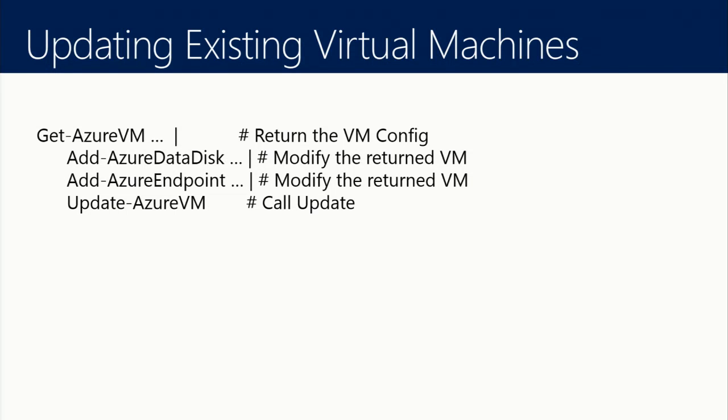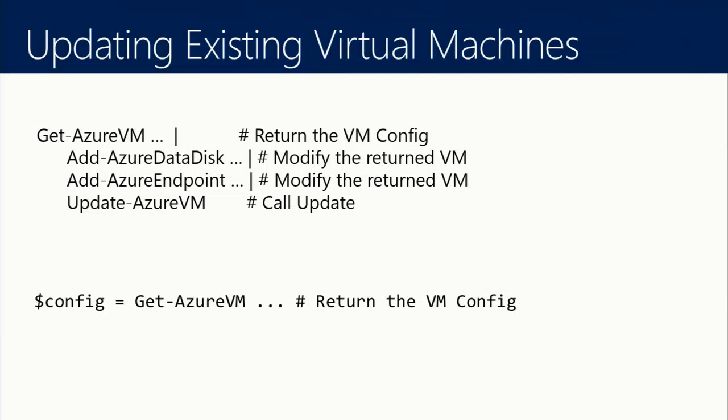So this is a pretty concise pipeline version of how you do an update. Get-AzureVM will return the VM configuration. Add-AzureDataDisk modifies it by adding a new disk, and Add-AzureEndpoint modifies it by adding a new endpoint, and then Update actually posts it.